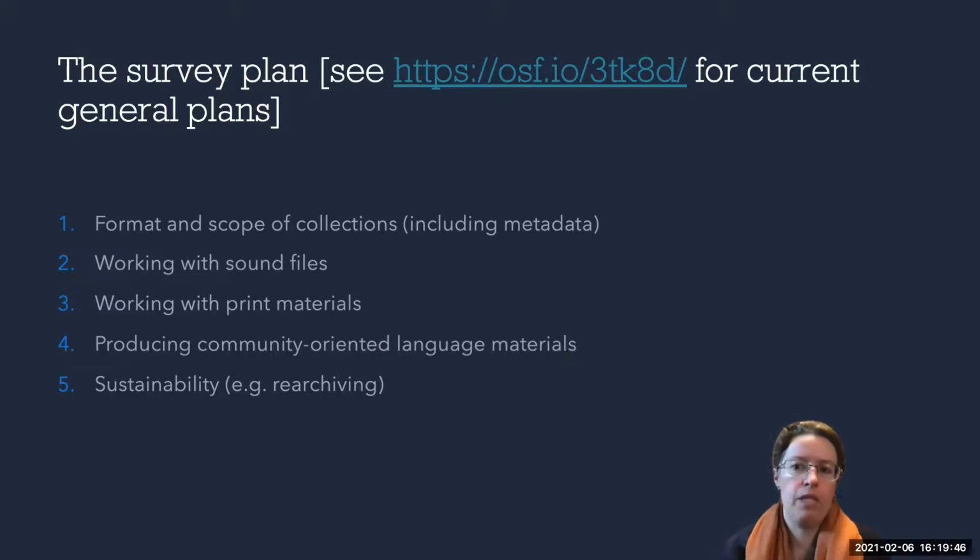In working with print materials, we're interested in things like producing a part of speech tagged corpus, or putting materials into Flex to produce a basic dictionary, things like that. For section 4, we're working with particularly producing community-oriented language materials, things like talking dictionaries or semantic domain-based materials for vocabulary building, pedagogical materials, things like that.